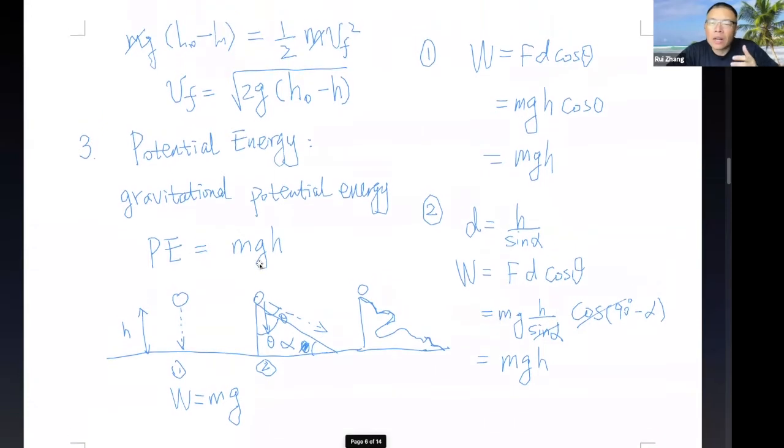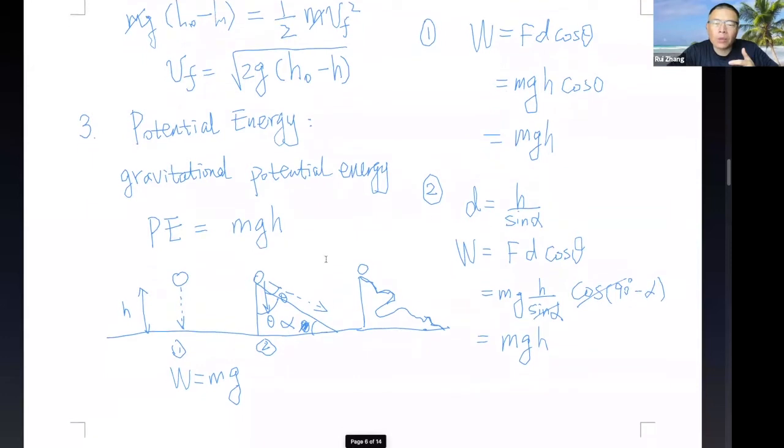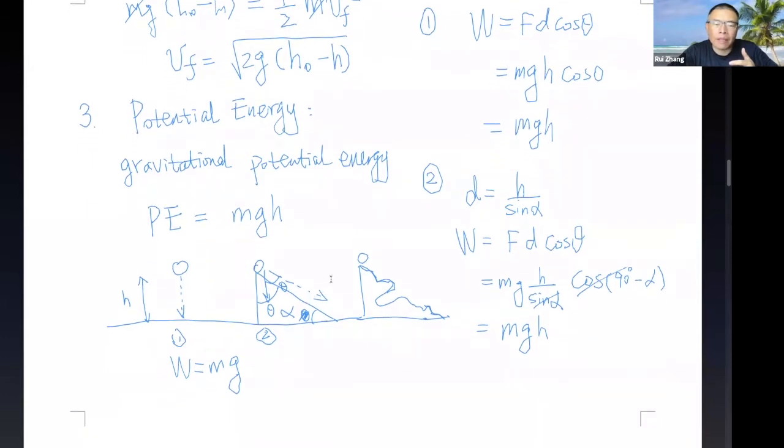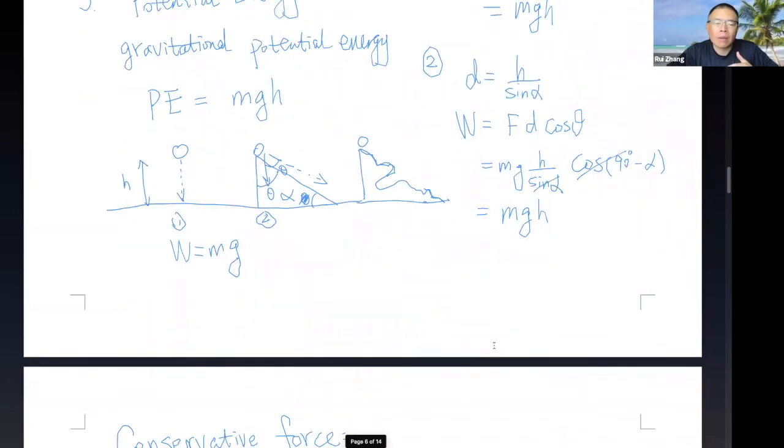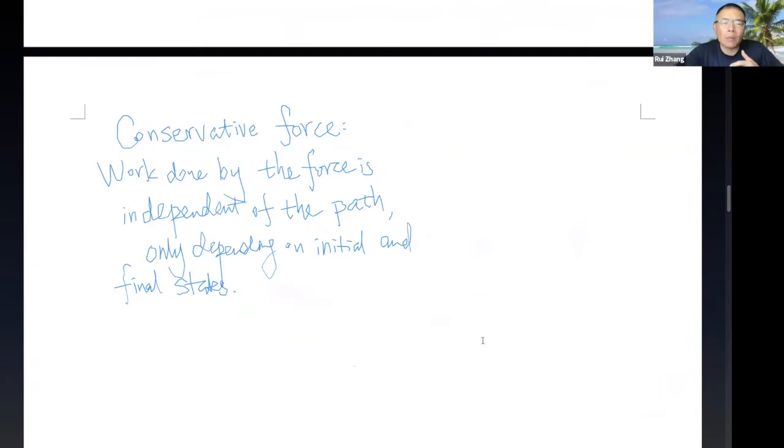Now to understand this concept rigorously, we talk about the work done by gravity in this case. As we show here, in both cases, the work done by gravity is the same, even though the paths they go through are totally different. Actually, you can show that whatever path you take, as long as the initial height and final height are fixed, the work done by gravity is the same. Basically this is what we call a conservative force. A conservative force is a force for which the work done is independent of the path and only depends on the initial and final states.